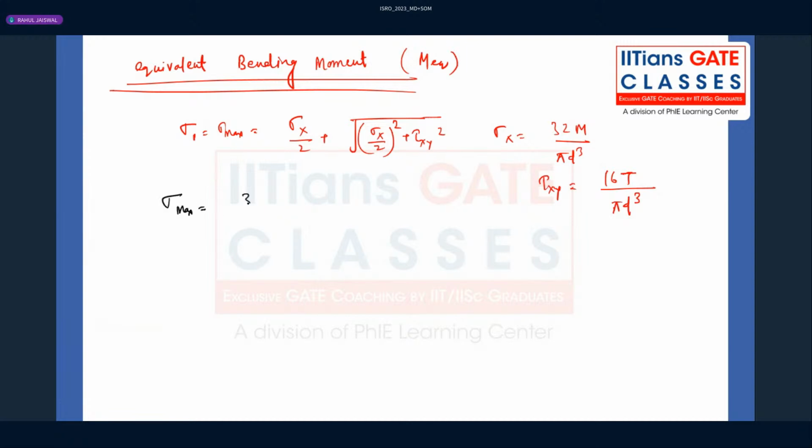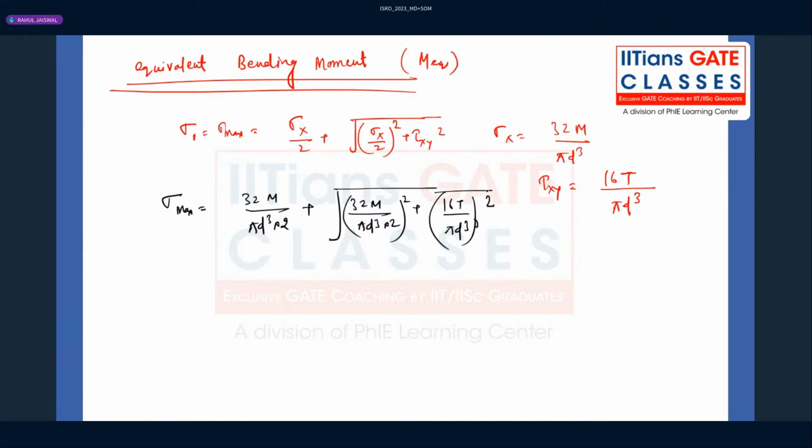Sigma max will be what? 32 m divided by pi d cube into 2 plus 32 m divided by pi d cube into 2 whole square plus 16 t divided by pi d cube whole square. So what you are getting here is 16 divided by pi d cube, here I am writing m plus under root of m square plus t square. This is the sigma max.